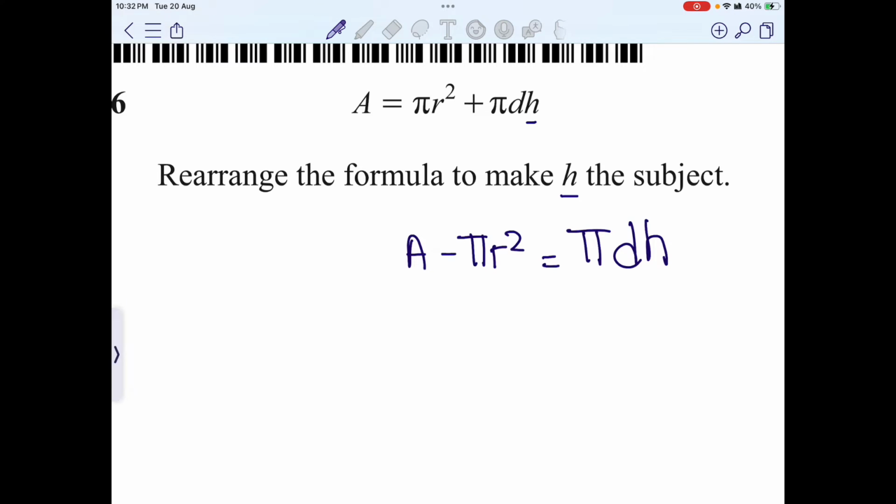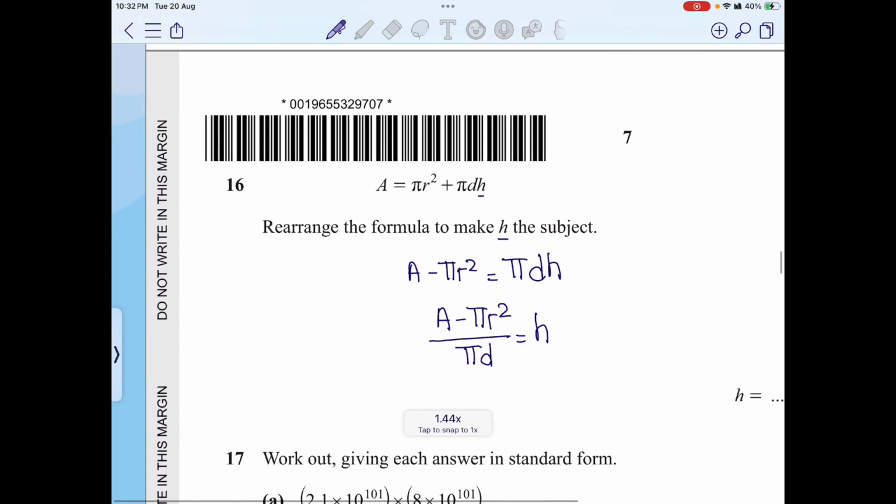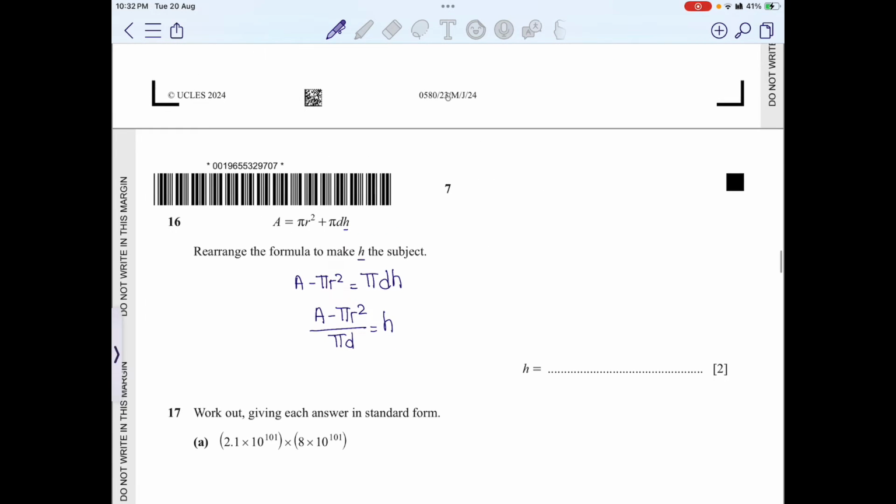Then what you do with h is you have to factor it out. Basically pi and d are being multiplied, so I would just do a minus pi r squared divided by pi d. Because I don't want these on the h side, I would get h. This is how we have done this question.